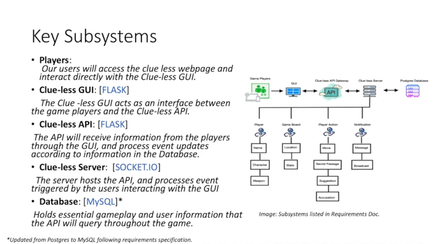The key subsystems of our architecture, as described in the systems requirement document, are the players, the API, the graphical user interface, the server, and the database. Our model leverages Python Flask web framework to build the GUI and the API layers. The server runs on Socket.io, and the database chosen is MySQL.